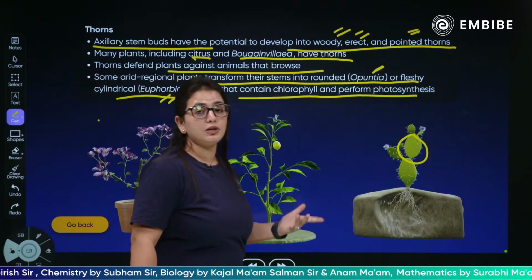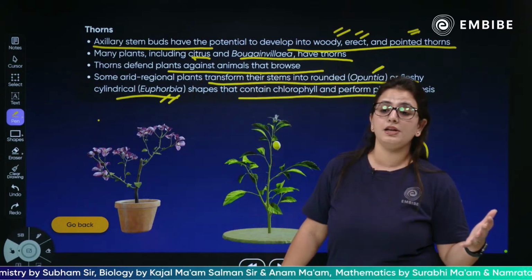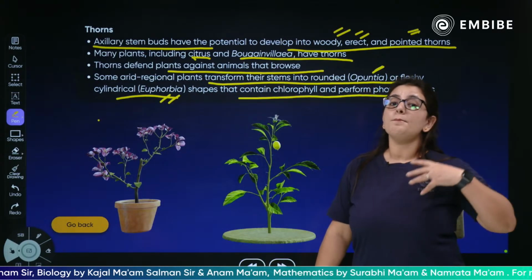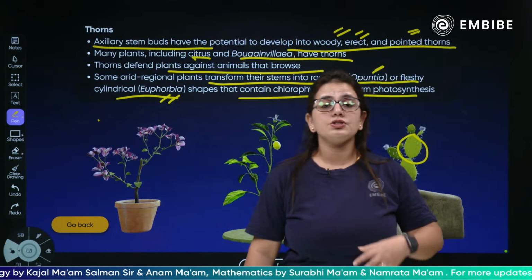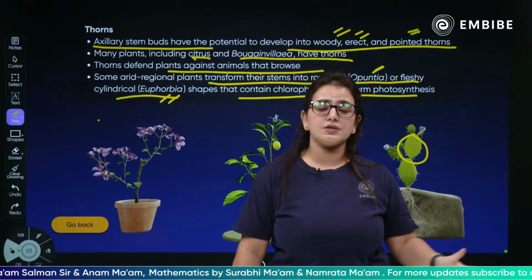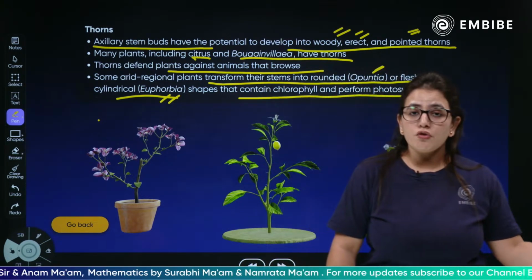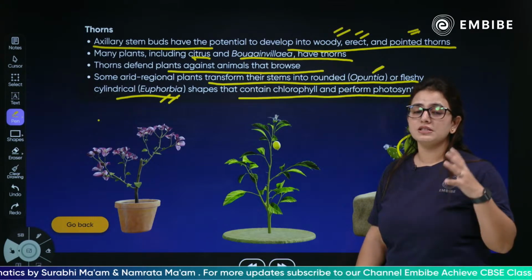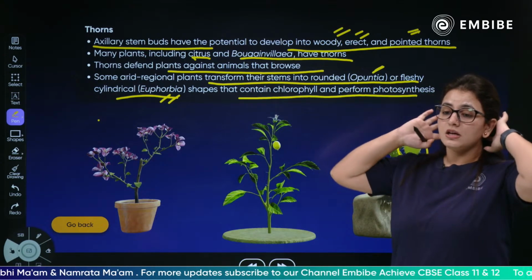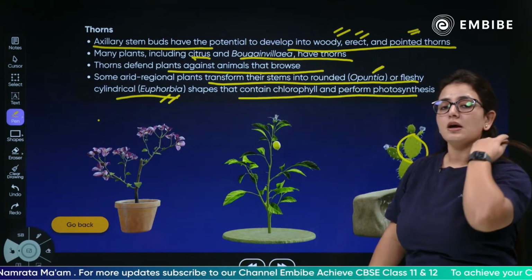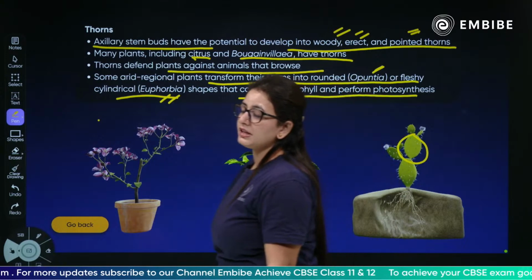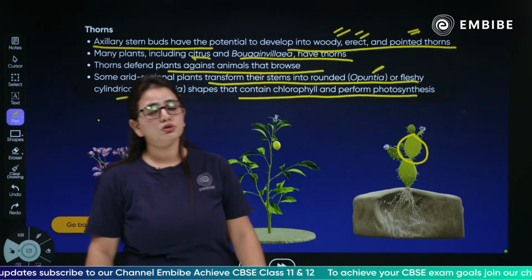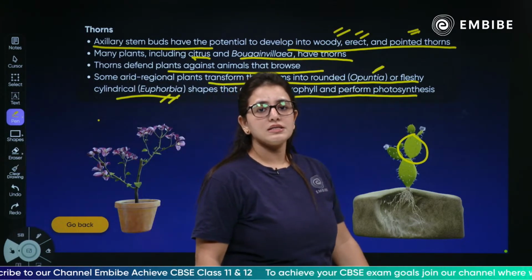These examples are absolutely important and can be asked in your examination: which are the modifications of the aerial stem that undergo photosynthesis and can make their own food. The leaves are basically responsible for photosynthesis, since they have chlorophyll and chloroplasts, but there are certain modifications of the aerial stem which also undergo photosynthesis.